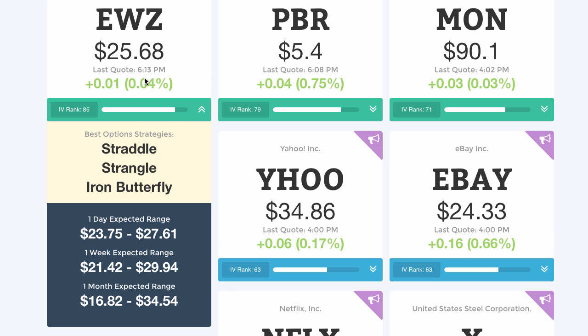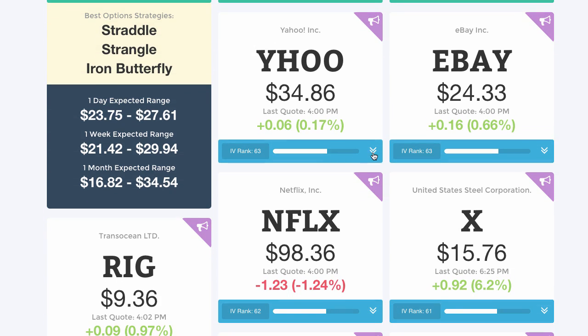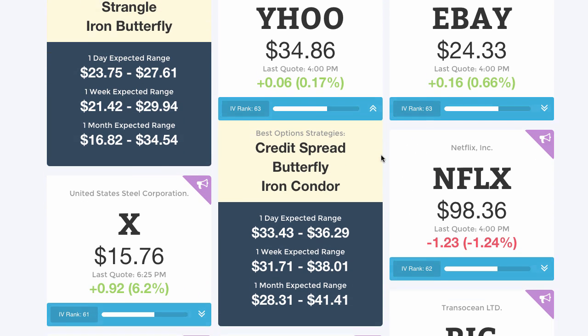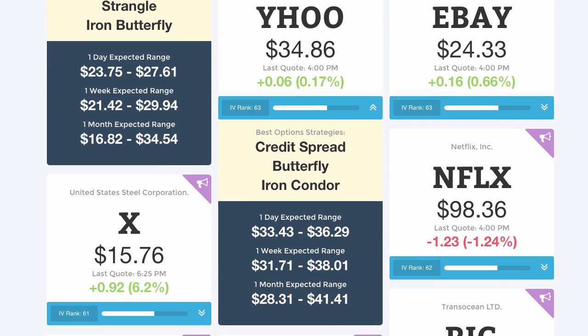So you can see here for EWZ that based on this implied volatility being in the 85th rank, we can basically look to trade straddles, strangles, and iron butterflies, okay? If we were looking at something maybe a little bit different, like, let's say, Yahoo, okay, which has implied volatility in the 63rd rank, you can see that the system automatically recognizes that and suggests that you should trade either credit spreads, butterflies, or iron condors in this case, okay?